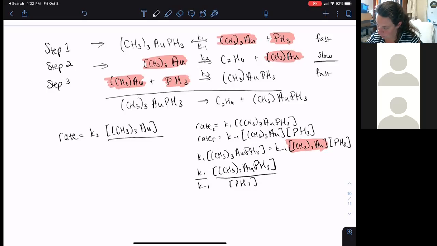Okay. Now, the issue here is that we have this right here. And now we need to rewrite this one, which is very annoying. Why do you have to rewrite it? We have to rewrite this one because this is still an intermediate.